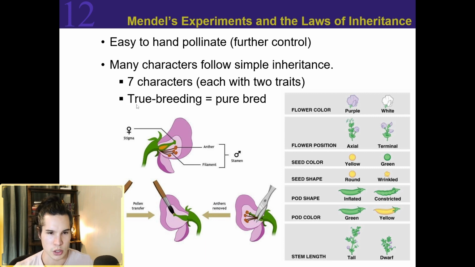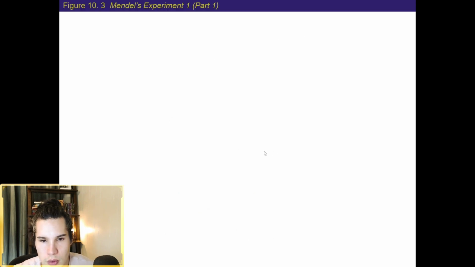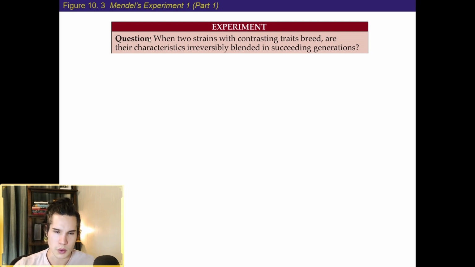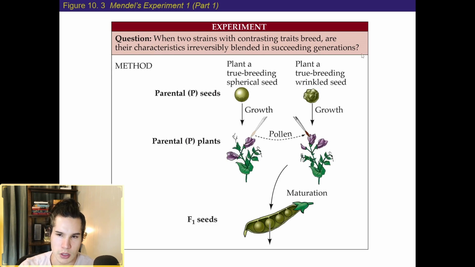And then just as some terminology, true breeding just means purebred. That means over multiple generations, you're breeding for a particular trait in that organism. So when studying the pea plants, one of the theories that he wanted to disprove was irreversible blending theory. His question was, when two strains with contrasting traits breed, are their characteristics irreversibly blended in succeeding generations? So according to irreversible blending theory, we're going to use this example to explain it.